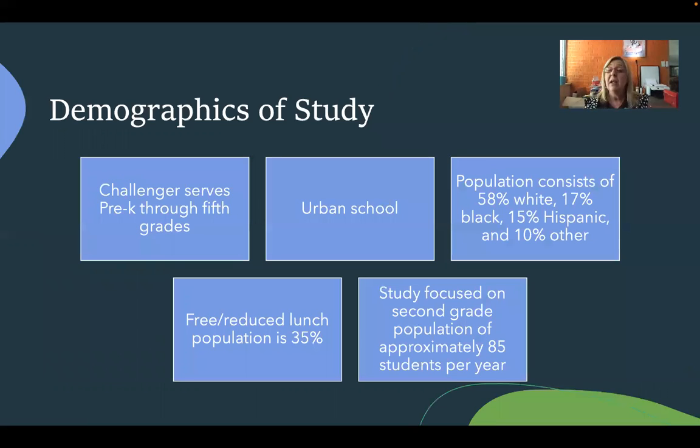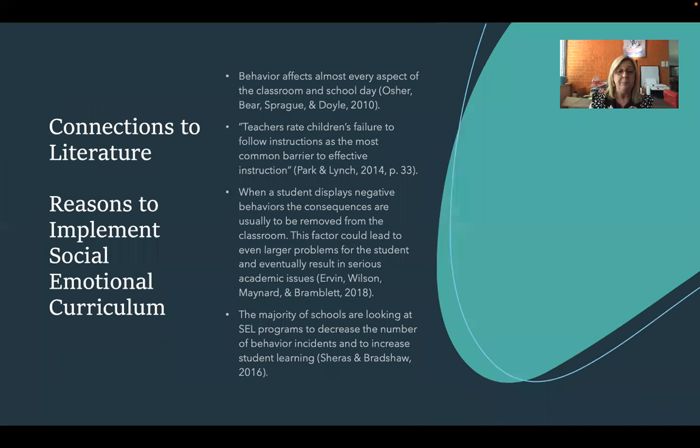So the demographics were, like I said, Challenger Elementary in Huntsville, Alabama, Huntsville City Schools. It's an urban school. About 500 students consistently attend Challenger Elementary. We serve pre-K through 5th grade. The population is 58% white, 17% Black, 15% Hispanic, and 10% other. Our free and reduced population is 35%. And the study that we did focused on the 2nd grade population, the year before implementation, year 1 of implementation, and year 2 of implementation, which was approximately 85 students per year.